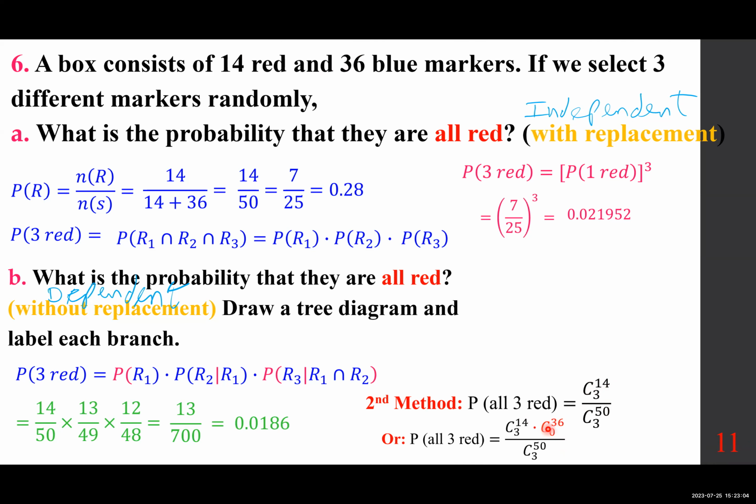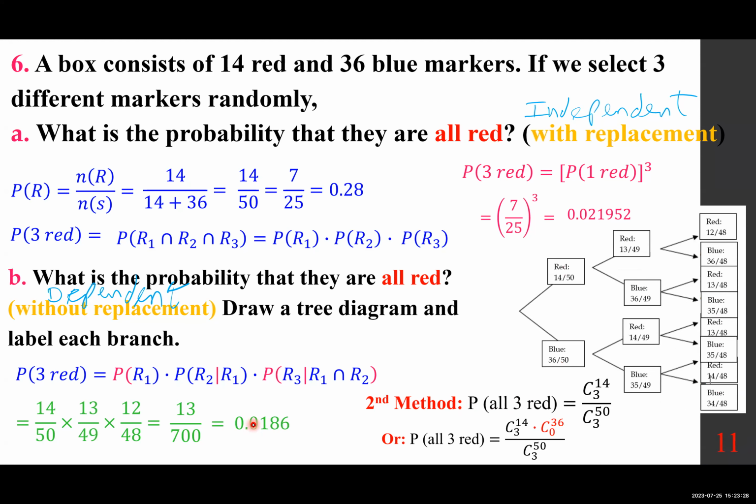The reason why I want you to understand this, for example, if they said, what about we want 2 reds and 1 blue, then this would be 2 and this would be 1. That's why I want you to understand that. However, this will be number 1. You can calculate combination of 36 choose 0, which becomes 1. So it has no bearing, and that's the same answer as this one. As far as the tree diagram is concerned, the very first stage, the probability of red is 14 out of 50, blue is 36 out of 50.